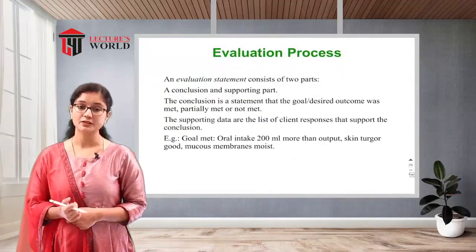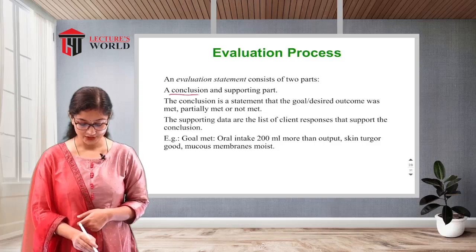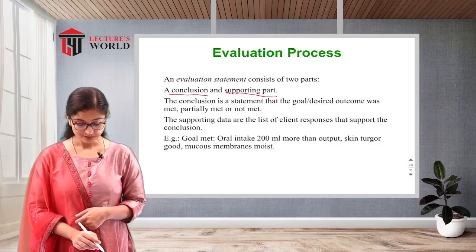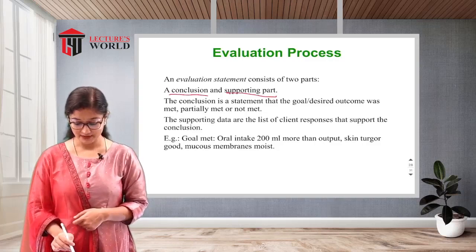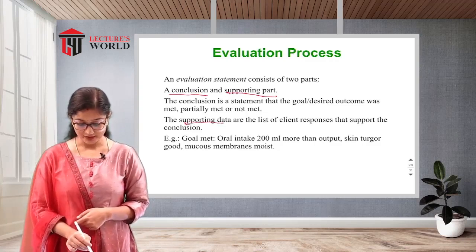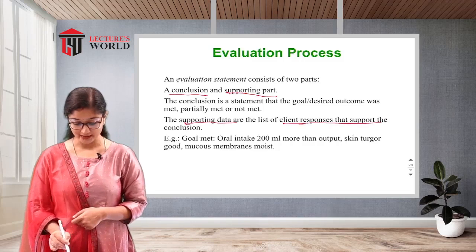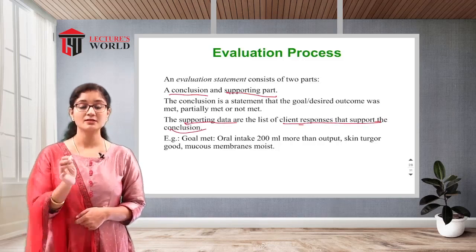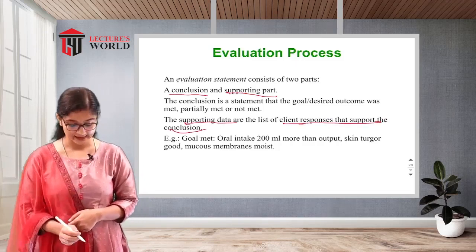The two main parts of the evaluation statement are a conclusion and a supporting part. The conclusion is a statement that the goal or desired outcome was met, partially met, or not met. And the supporting part is very important. What does supporting part mean? You're going to write down the measures which support it. You can see the example here.